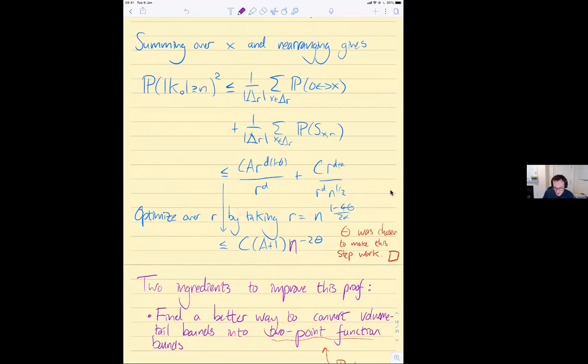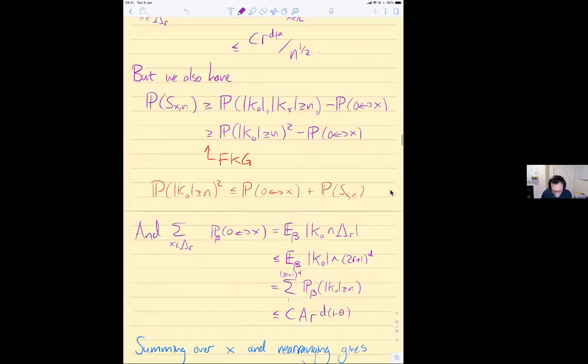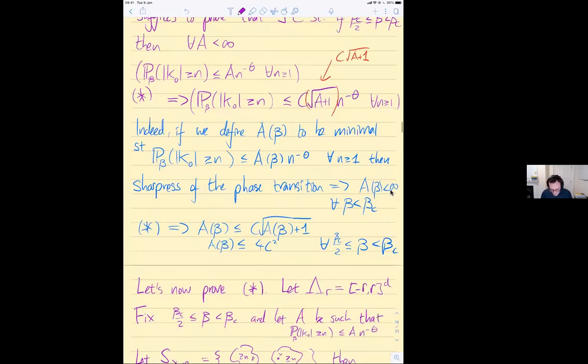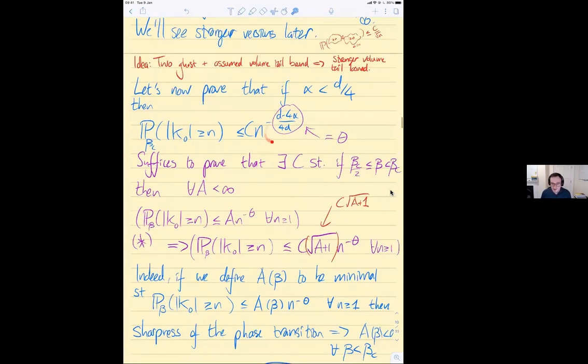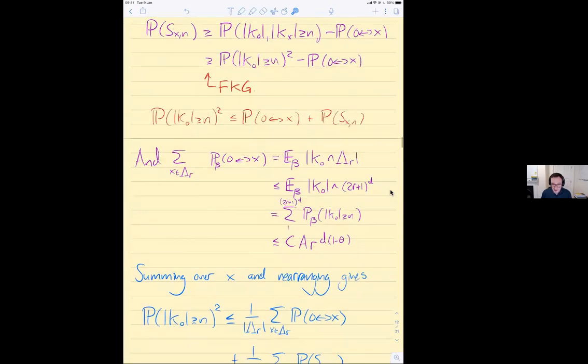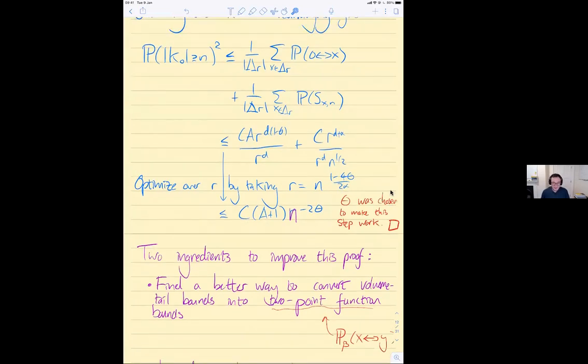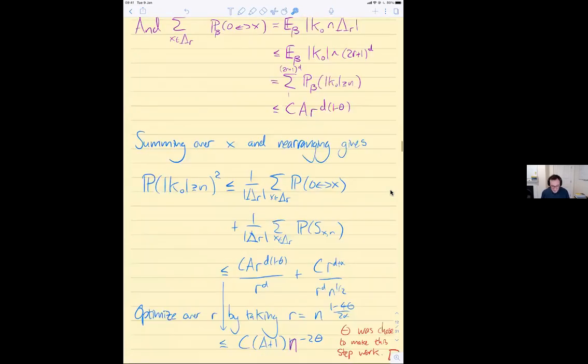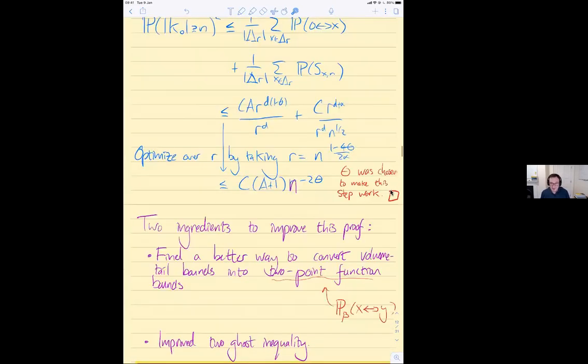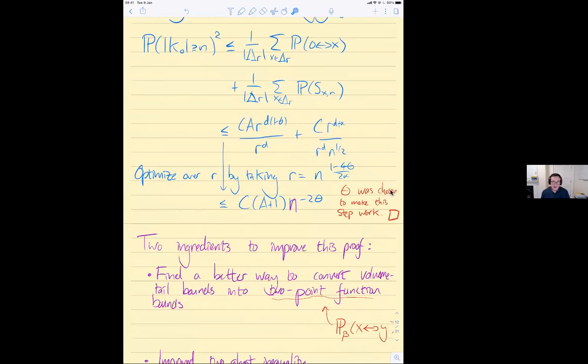And of course, how did I arrive at this value of theta here? Well, I got to this stage of the argument with theta indeterminate, and then I chose the value of theta that made this work. So you can see this proof is actually very simple. Of course, it is quite a lot weaker than we'd like. In particular, this condition on alpha having to be smaller than d over 4 is much weaker than we'd like.